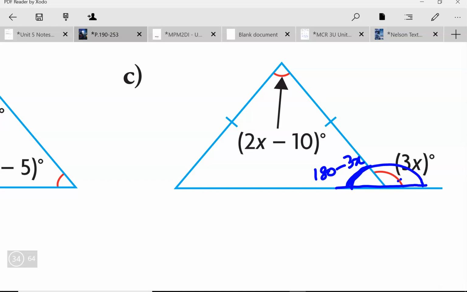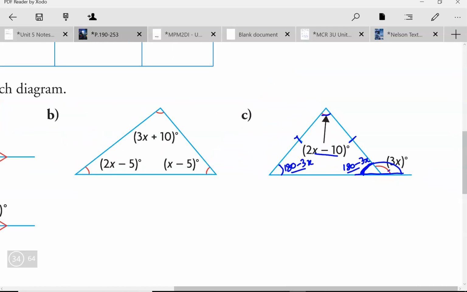There are, of course, other ways to do this. If you remember the exterior angle property, you know that 3x was actually equal to this angle plus this angle. And so you can say that this angle was actually 3x minus 2x plus 10, which is actually x plus 10. But it doesn't matter. Whichever way you're solving this, this is 180 minus 3x, the same rule we used before. This is also 180 minus 3x. So 2x minus 10 plus 180 minus 3x plus 180 minus 3x equals 180, right? Angle sum property. You can try that.